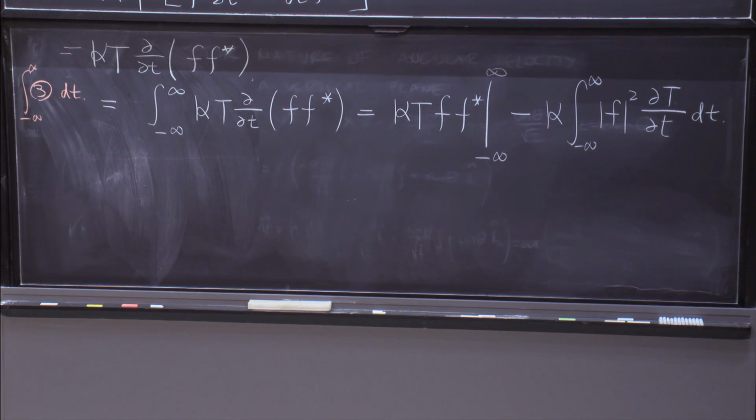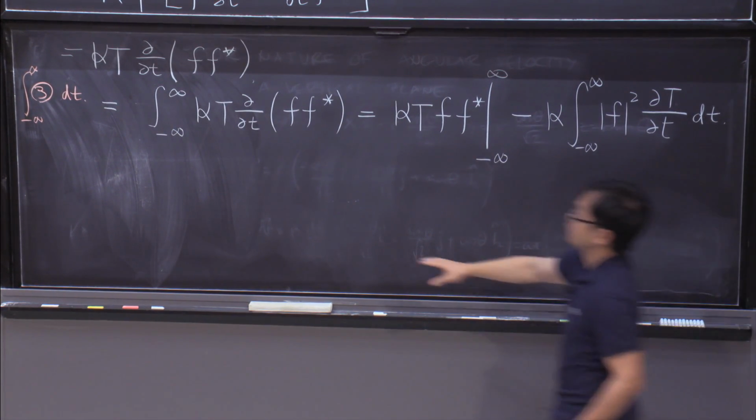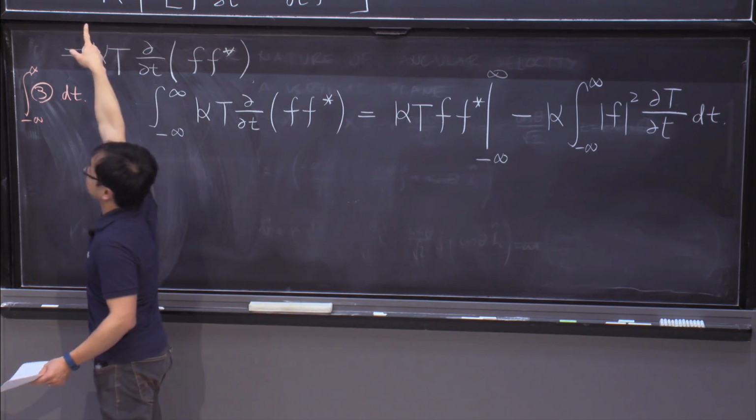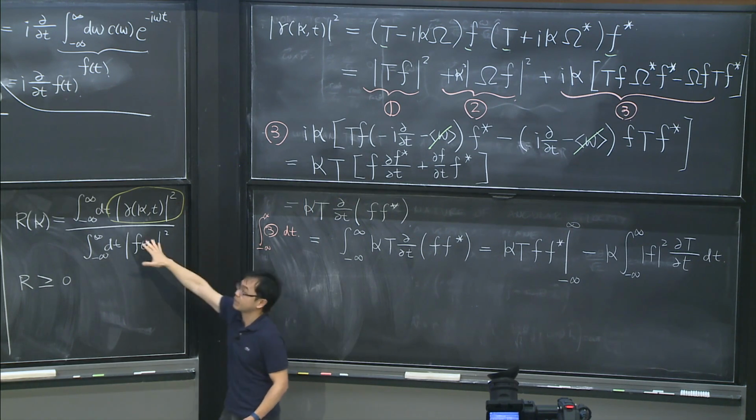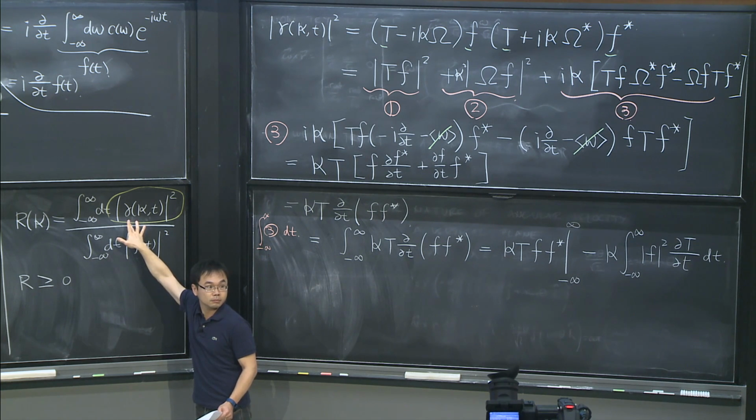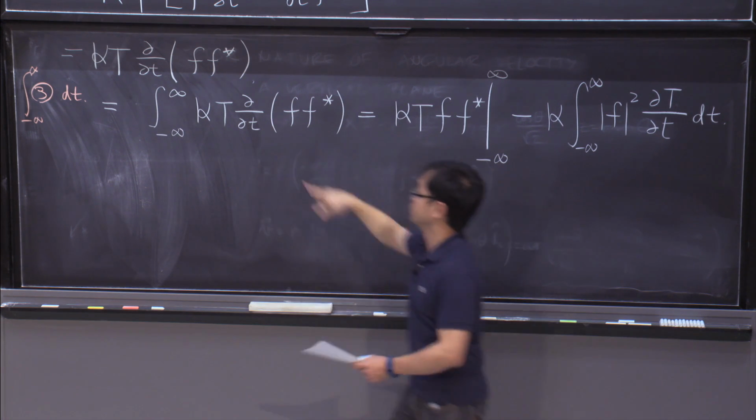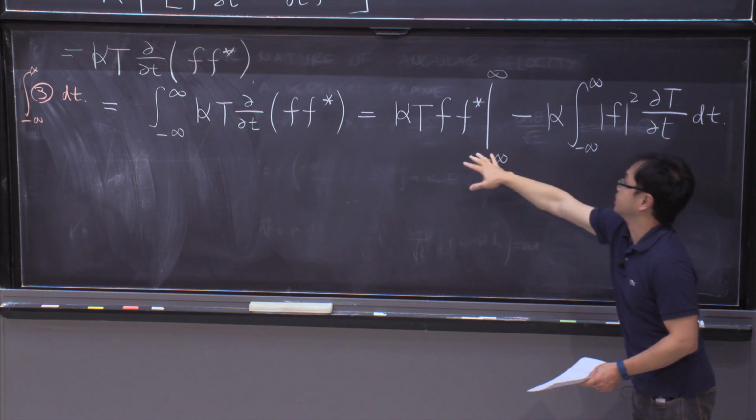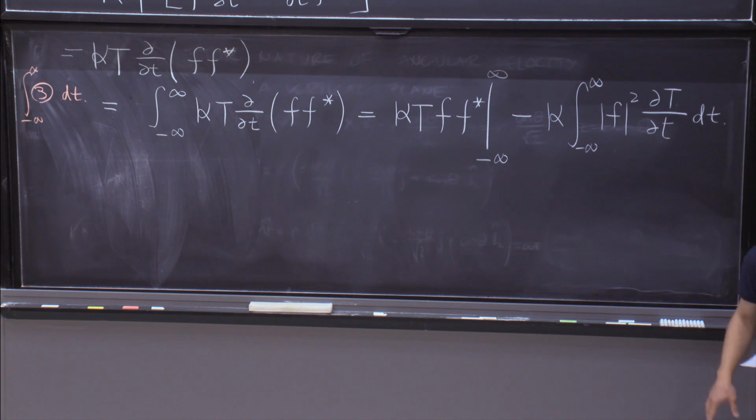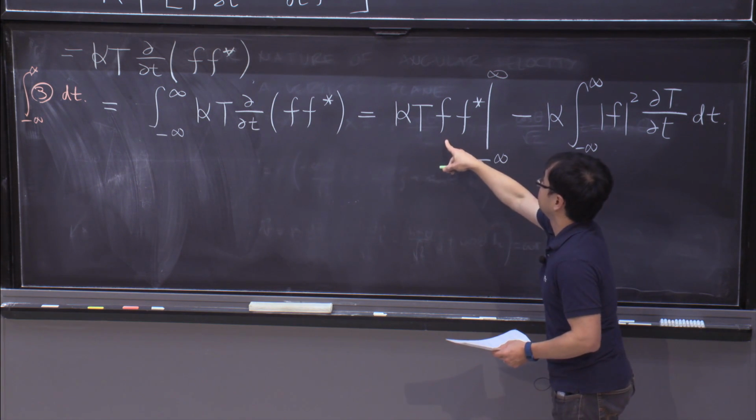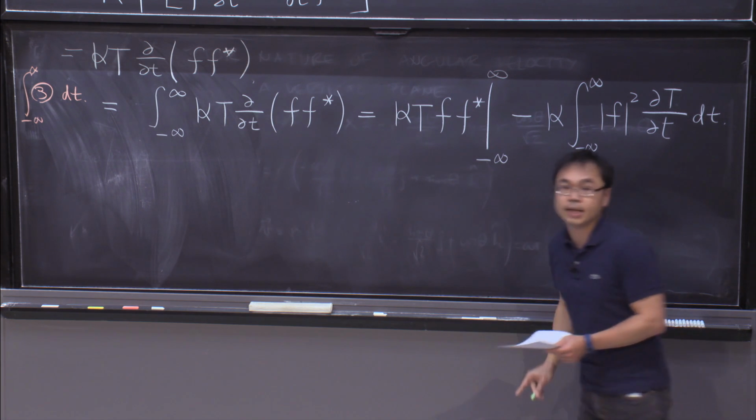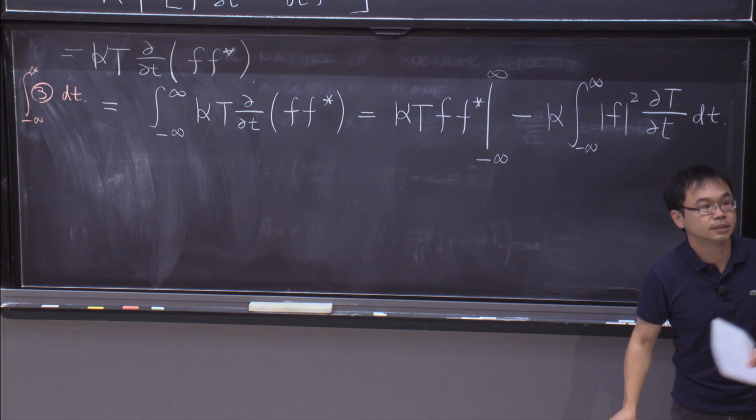Okay, let's look at this. So basically, what I'm doing is to put the number 3 term back into this integral and use integration by parts, right? So basically, you can see that this is actually what you would expect. The interesting thing is that this function is evaluated at plus infinity and minus infinity.